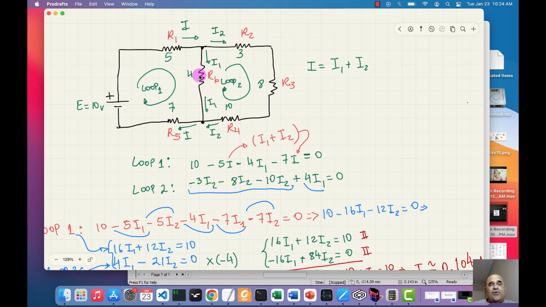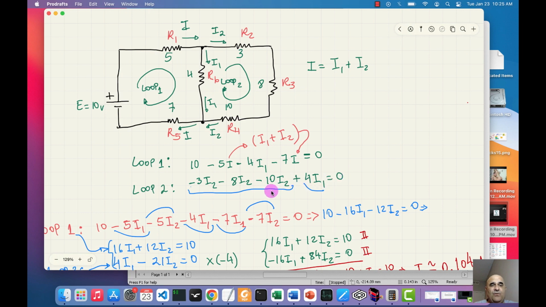And now I'm going to multiply 4 times I1, but the sign will be positive. Look, positive, because it is in the opposite direction. Okay, so this loop voltage sum needs to be equal to 0.